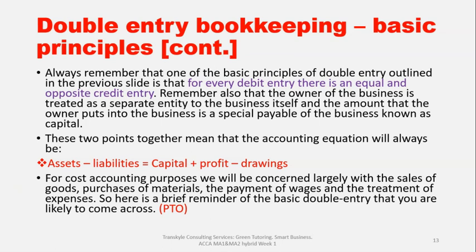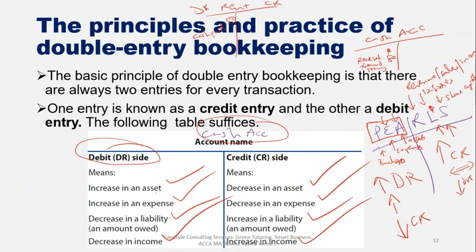Always remember that one of the basic principles of double entry outlined in the previous slide is that for every debit entry, there is an equal and opposite credit entry. Remember also that the owner of the business is treated as a separate entity to the business itself, and the amount that the owner puts into the business is a special form of liability to the business known as capital. That's the name we refer to. This is why we say that there is some issue of share capital, but sole traders don't have shares, so we normally call it capital. But limited liability companies have shares, so it becomes share capital.